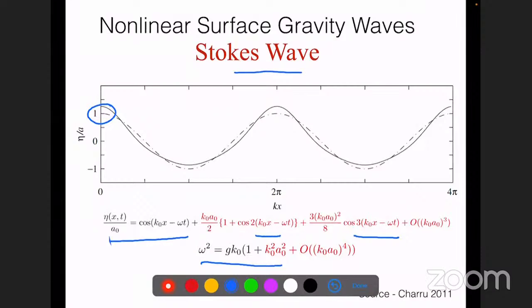But the moment you go to the nonlinear correction, then the amplitude enters into your calculation. You need to specify what the amplitude is. And that's what you see here, that the frequency now becomes amplitude dependent. So besides a dependence on wave number, there is a dependence on amplitude.